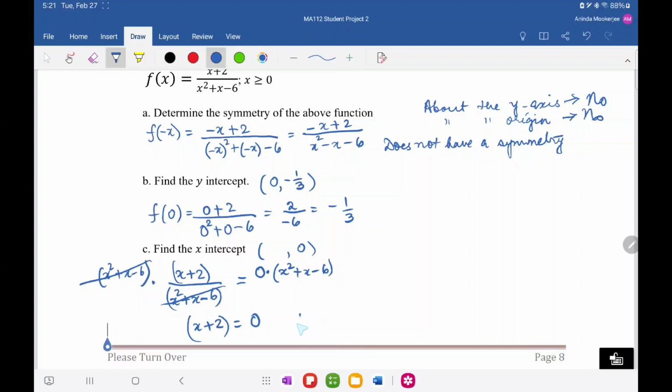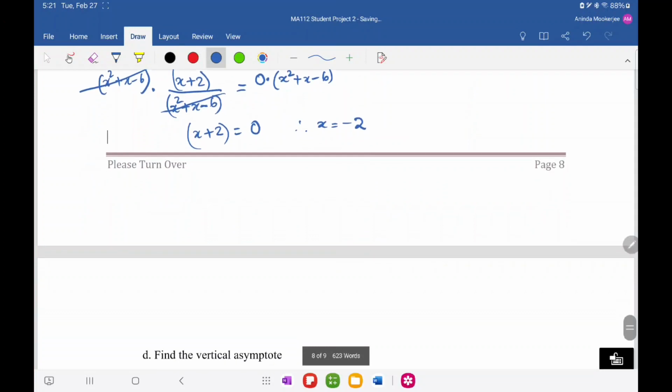Therefore, now solve for x equals negative 2. So the x-intercept is going to be negative 2 comma 0. So here we have found the symmetry. Well, there wasn't any symmetry, but we answered the question about symmetry. We found our y-intercept, we found our x-intercept.